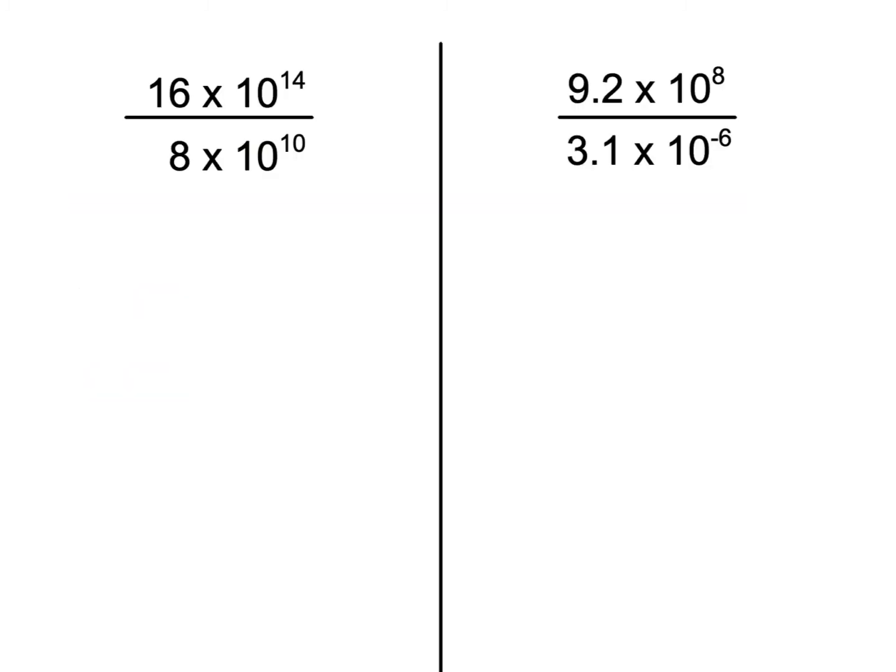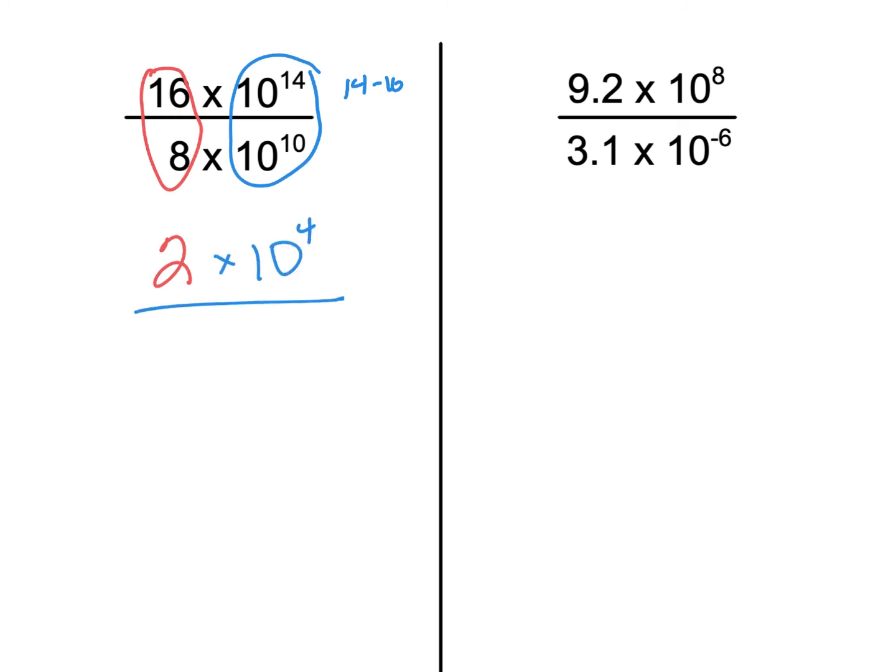So let's do a couple of examples. And again, we're just dividing it up. 16 divided by 8 gives us 2. 10 to the power of 14 divided by 10 to the power of 10. So 14 minus 10 gives us 10 to the power of 4. And we have scientific notation.